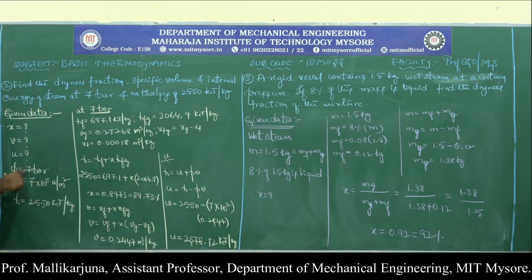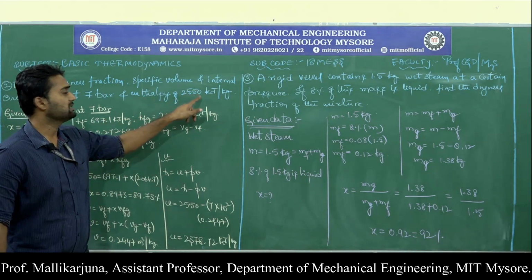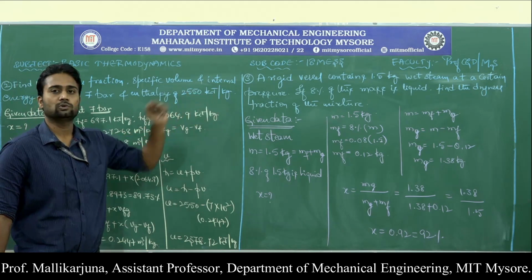So pressure is 7 bar, where bar is 10 to the power of 5. So 7 into 10 to the power of 5 Newton per meter square. So 10 to the power of 5 Newton per meter square is nothing but the bar. That is the notation of pressure. Enthalpy of steam is given to us, which is 2550 kilojoules per kg.